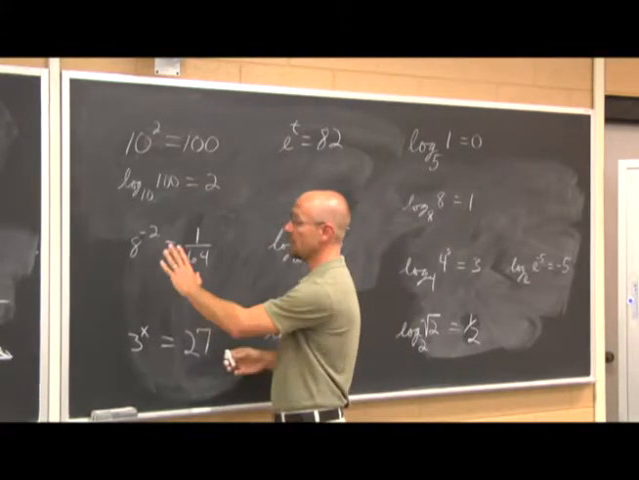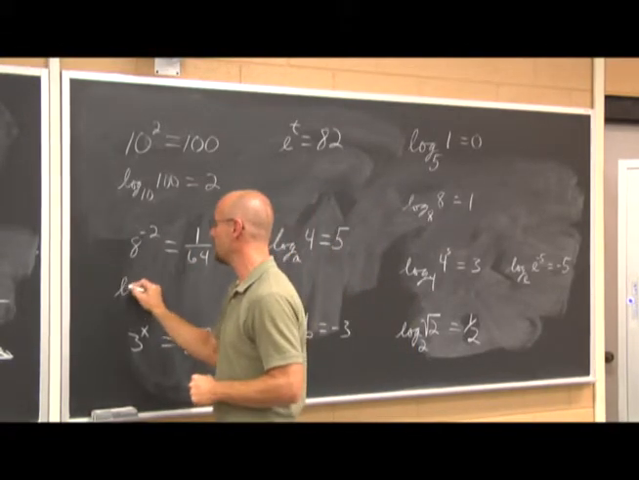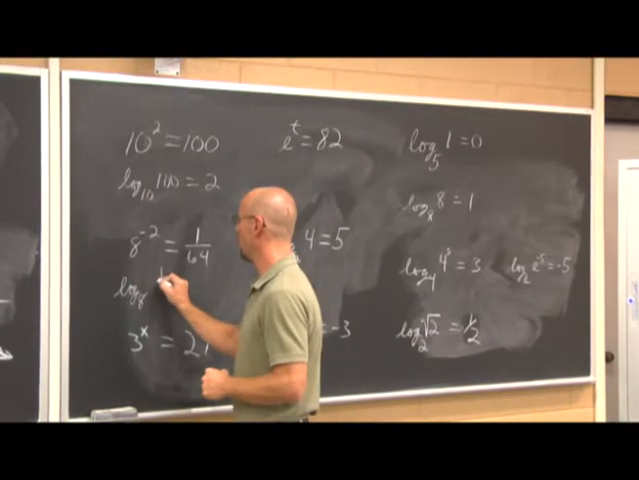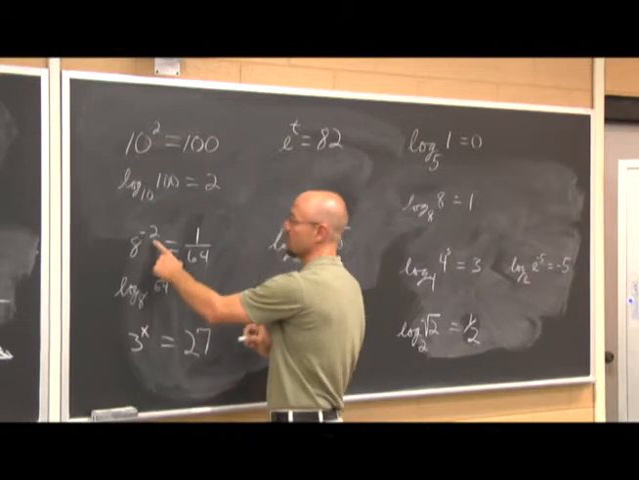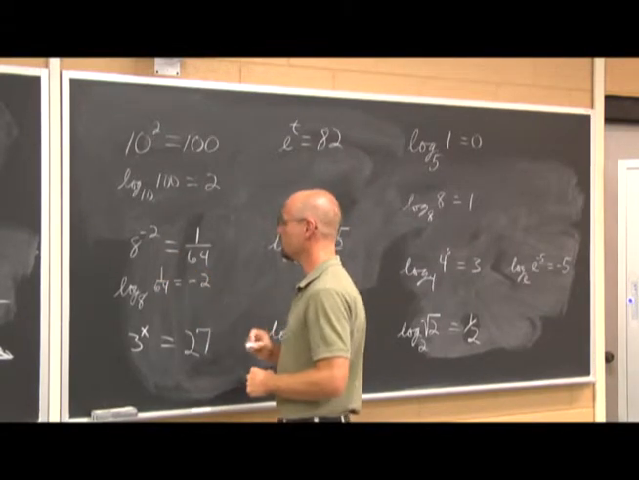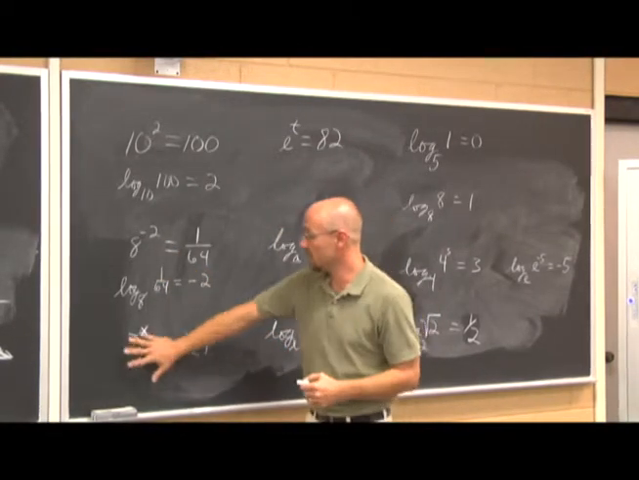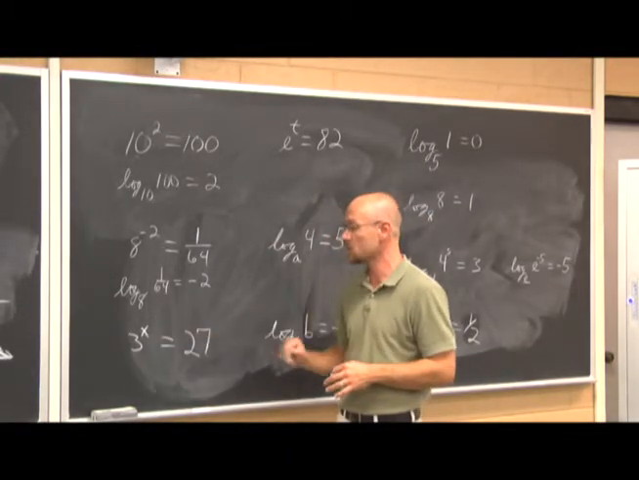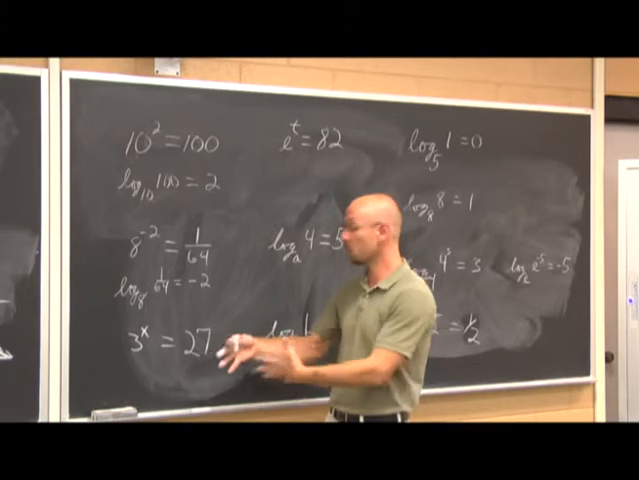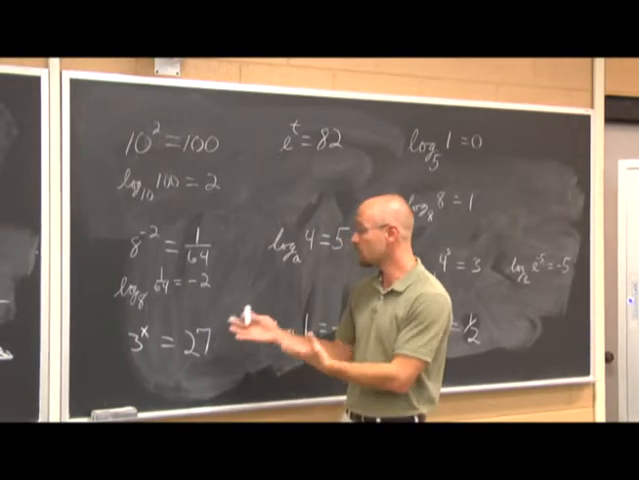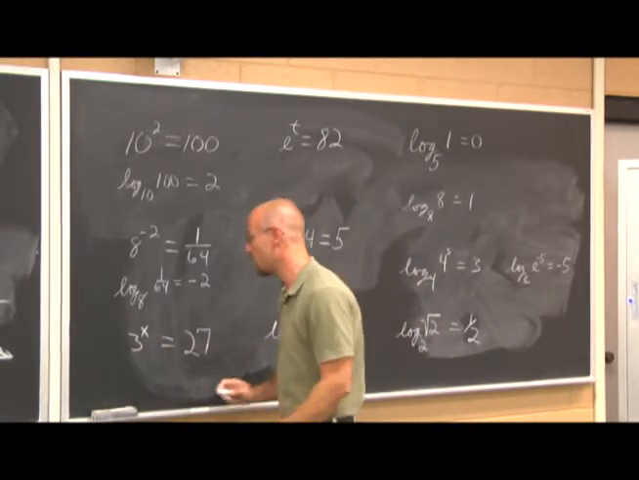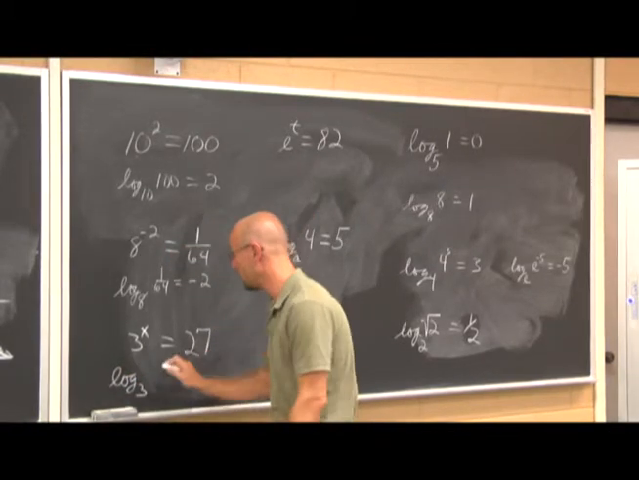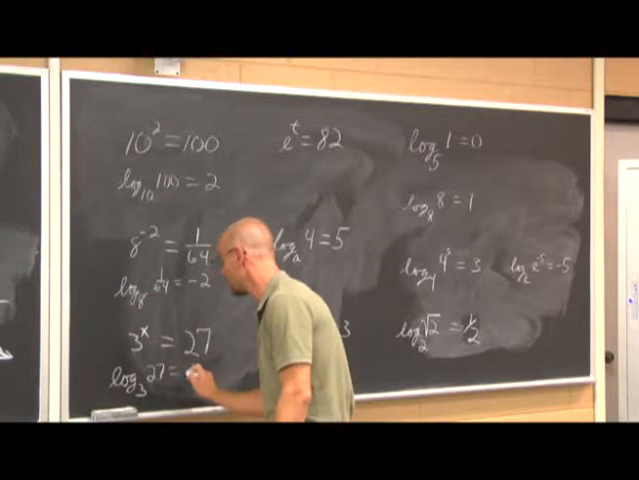If we look at this, identify the base. I see the base is 8, so I'm going to write log base 8 of 1/64 has to equal the exponent, negative 2. Now here, maybe you can look at this and intuitively say, I know 3 to the third power is 27. But what if it was more complicated than this? Well, if we write this as a logarithm, identify the base of 3, so I'm going to write log base 3 of 27 equals x.